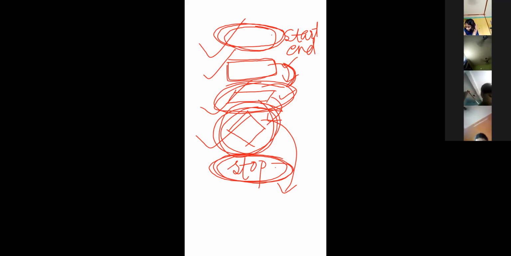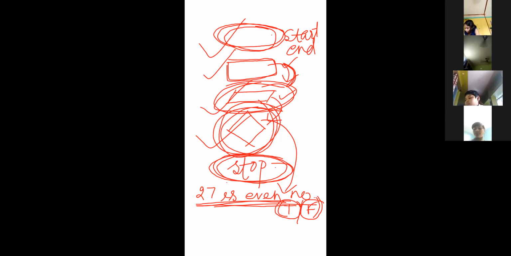Now, decision. What about this? Wait, let me first explain all the symbols. What is this one? Decision. Suppose we are saying one statement is true or false. Suppose I am giving you the question: 27 is an even number. We have to draw the flowchart for this. In this case, we have to mention true or false. At last, you have to make a decision whether it is true or false.